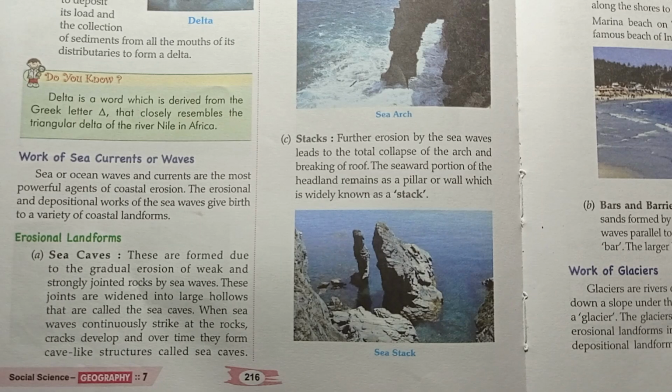After talking about the work of rivers, we will talk about the work of sea currents and waves. Students, the erosional and depositional work of the sea waves give birth to a different kind of coastal landforms. Let's start from the erosional landforms. First is our sea caves.